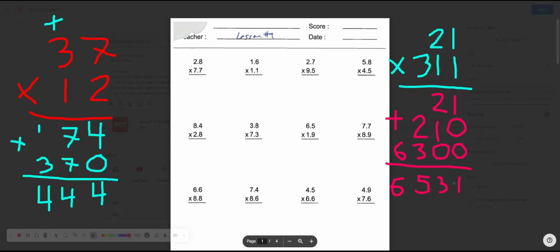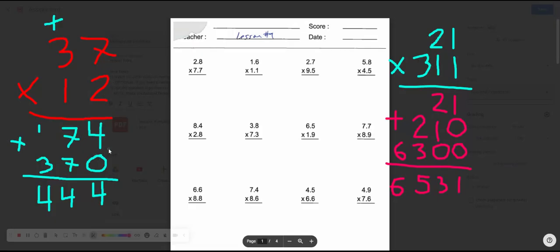Another thing that I think is kind of cool is take a look at our bottom factor here. How many digits are there? 1, 2, 3. And how many products did I have to add together? 1, 2, 3. Over here, back to our first one, look at our bottom factor: 2 digits. There were 2 products we had to add together.